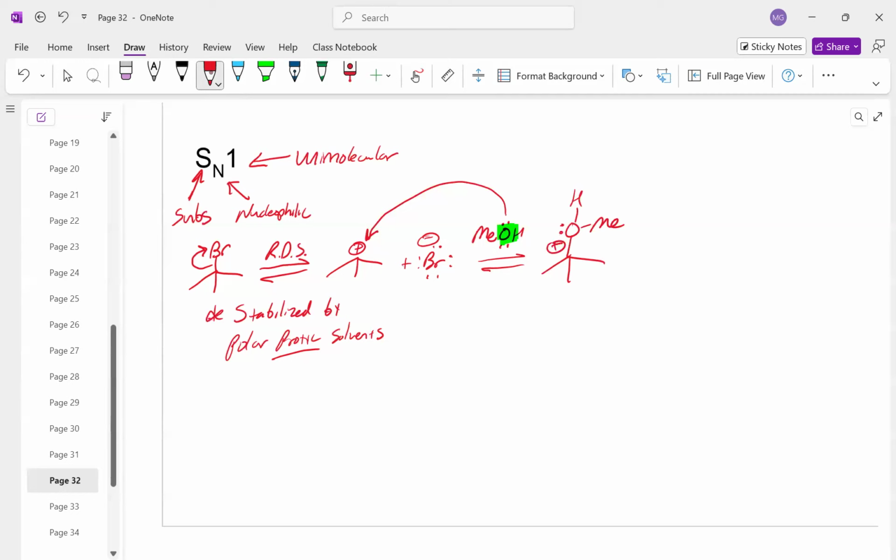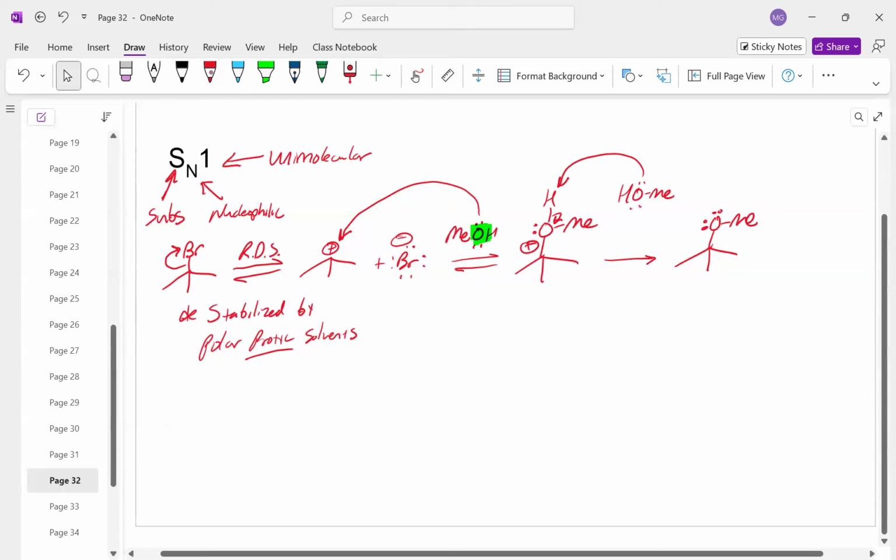And we have this intermediate. Now, this is not our final product. Oxygen doesn't like to have that positive charge. So we're going to have one more step here. And we'll use some more methanol to do a proton transfer. And this is our final product.